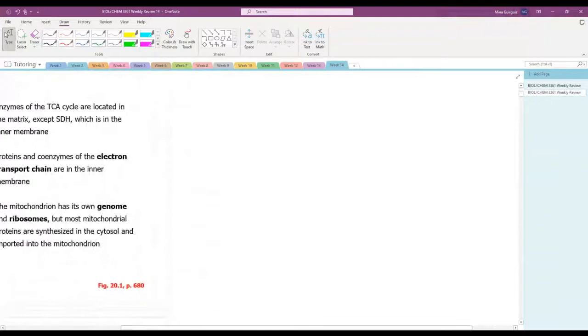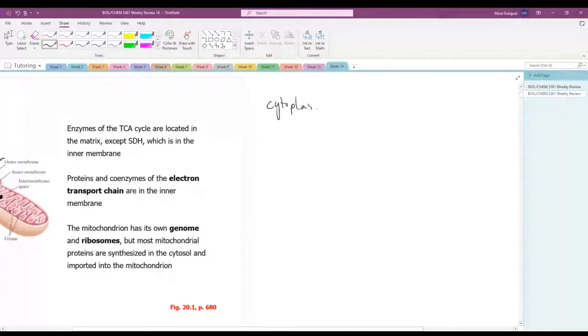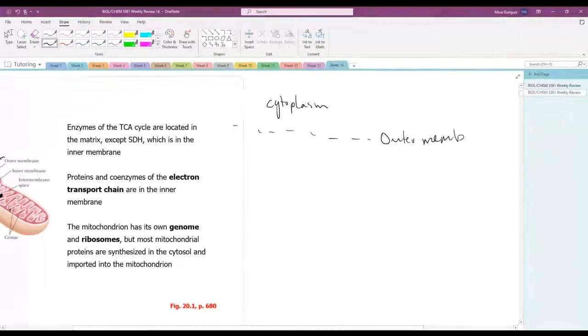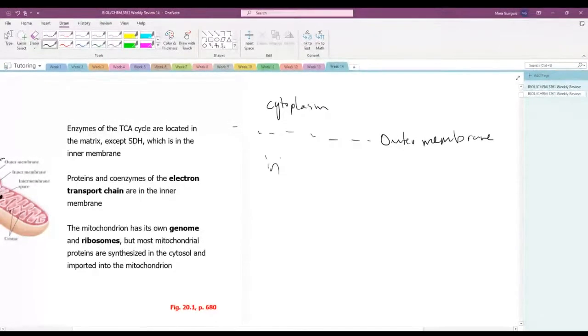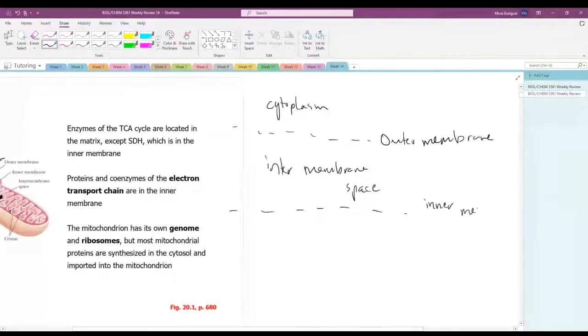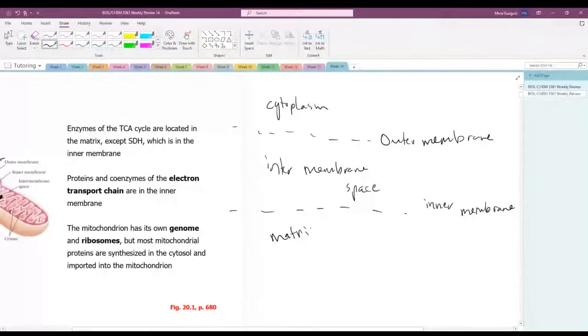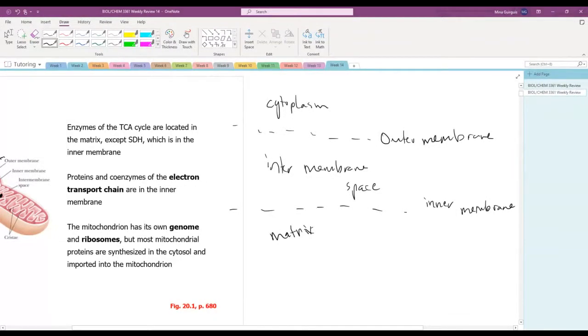So I think of it as cytoplasm, and then I draw a line. This line is the outer membrane. Then we have the intermembrane space. Then the inner membrane. And then finally the mitochondrial matrix, which I'm just going to say matrix for. So this is the order of the structure of the mitochondria.